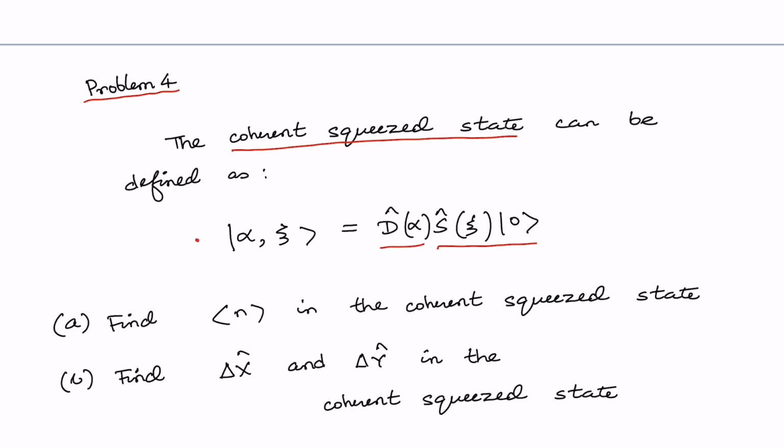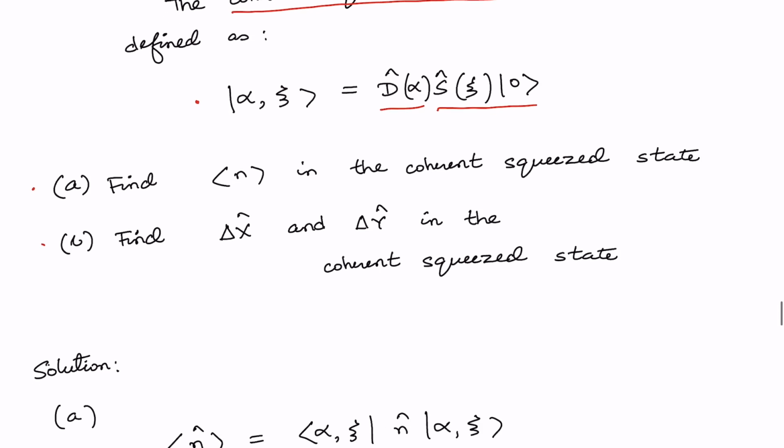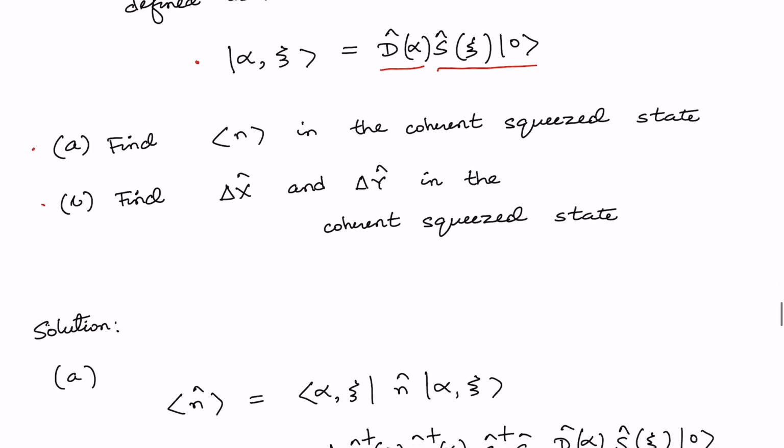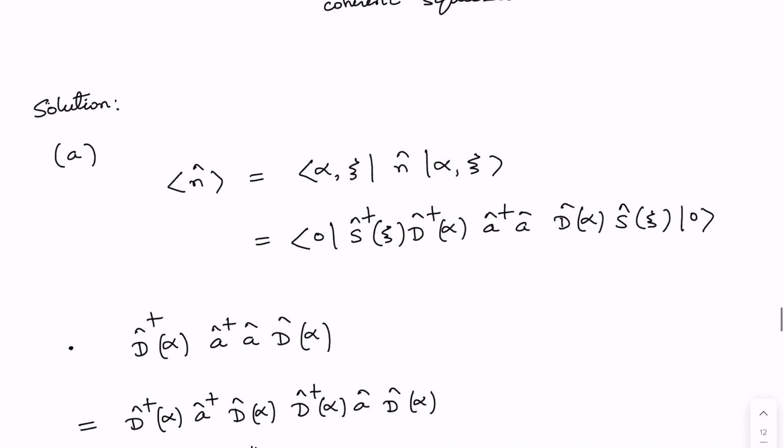Now using this coherent squeezed state, you are asked to find, in the first part of the problem, the expectation value of the number operator or the mean number of quanta in the coherent squeezed state, and then you are asked to find the standard deviation in the quadratures x and y in the coherent squeezed state. The calculation is a bit lengthier, so let me take you through the various steps, but they are straightforward calculations. So first work out this quantity, the mean number of quanta or mean number of photons, if we talk about the coherent squeezed vacuum state in the context of light.